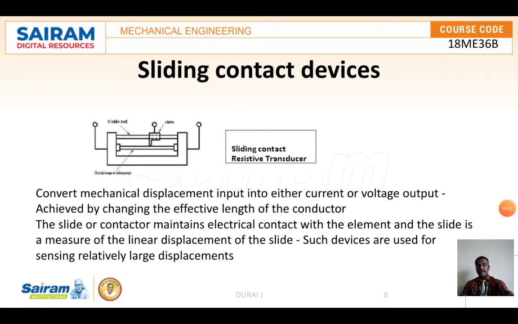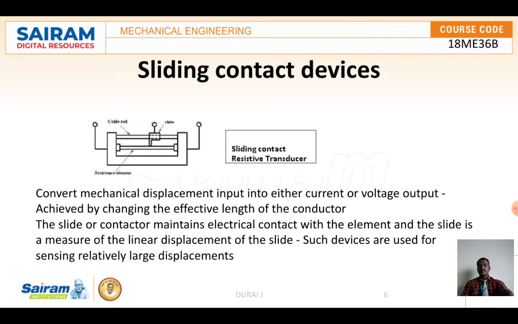In the resistive type transducer, first we are going to discuss the sliding contact devices. The sliding contact device converts the mechanical displacement into either a current or voltage output, achieved by changing the effective length of the conductor. The slide or contactor maintains electrical contact with the element, and the linear displacement of the slide is measured.